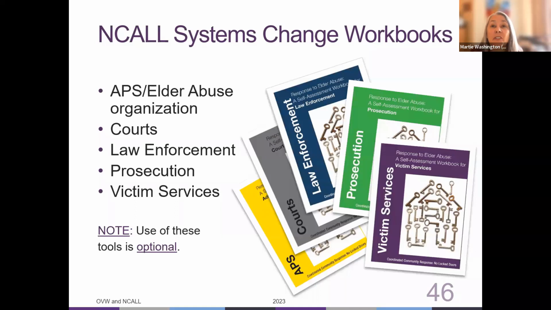Other resources available to you, and you'll find this in the chapter on coordinated community response. We have these systems change workbooks. These are all optional. You don't have to use them, but they're fabulous for starting the conversation. There's one for each of the different disciplines, not only the mandatory partners, but also for the courts, et cetera. And it helps agencies really to decide how they are going to start the process of figuring out what their current response is.